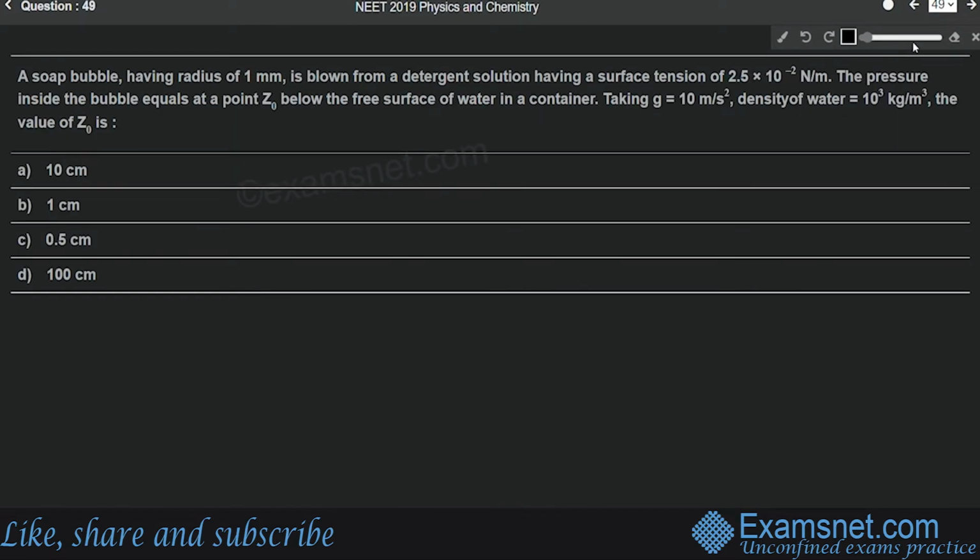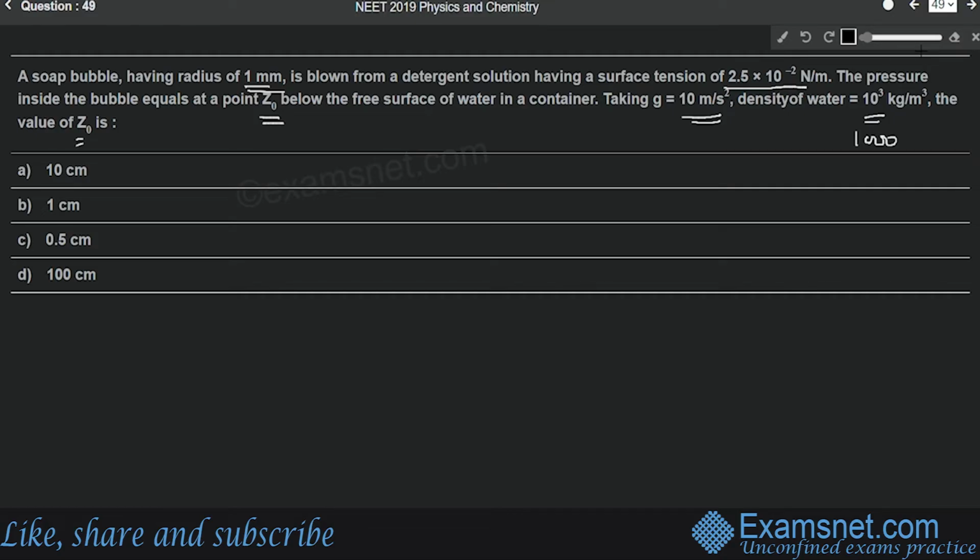Question number 49 is from the chapter Mechanical Properties of Fluids, and the question is, a soap bubble having radius of 1 millimeter is blown from a detergent solution having a surface tension of 2.5 into 10 to the power minus 2 Newton per meter. The pressure inside the bubble equals that at a point Z0 below the free surface of water in a container. Taking g equals 10 meter per second square, density of water 10 to the power 3 kg per meter cube, that means 1000 kg per meter cube, the value of Z0 is?